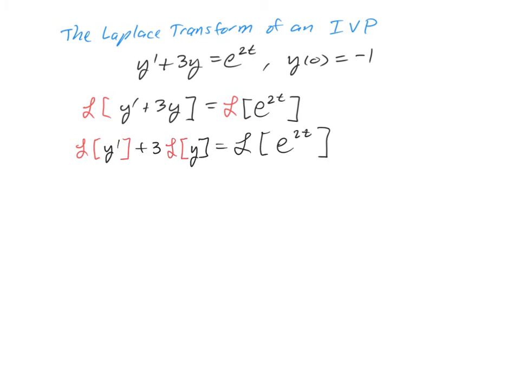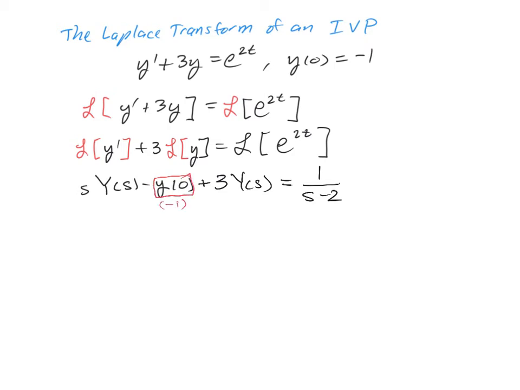Now, from earlier, we saw that the Laplace transform of the first derivative is just s times the Laplace transform of y minus the initial condition y of 0. And then we have 3 times the Laplace transform of y, which we'll write as capital Y of s. And the Laplace transform of the exponential function, that's 1 over s minus 2. Now, the next step is to replace the initial condition with its value, which is negative 1. So this is just a negative 1 here.